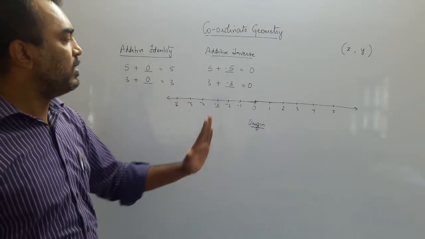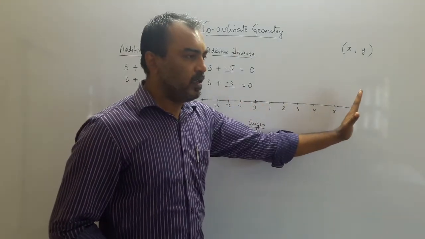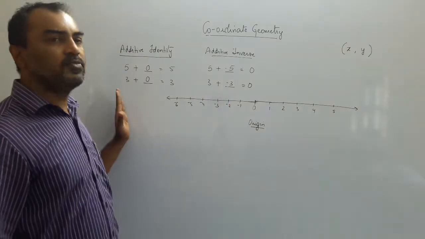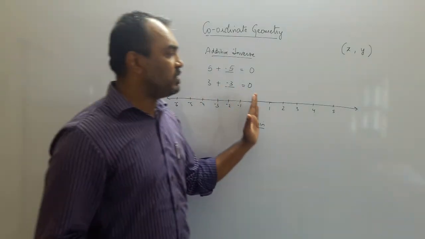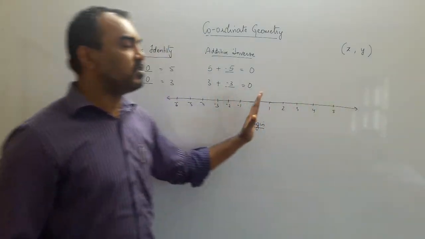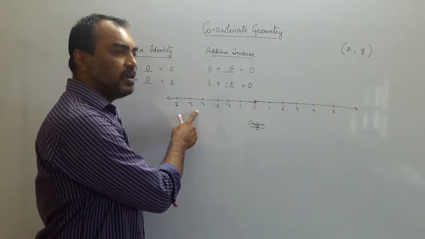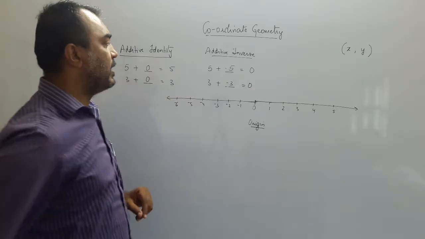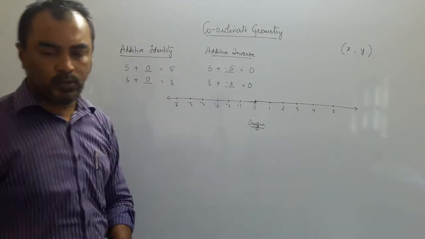So this is the number line. This positive side, if we say profit, then the negative side will be loss. If this is the east, this will be the west. If this is the north, this will be the south. The negative sign shows opposite direction. I hope this is clear to you.